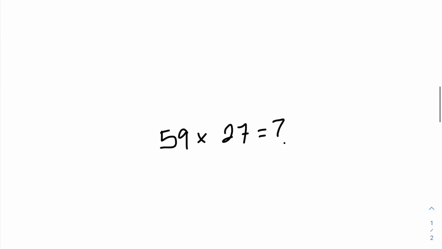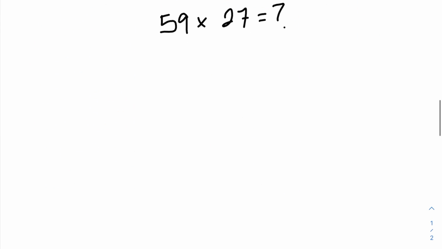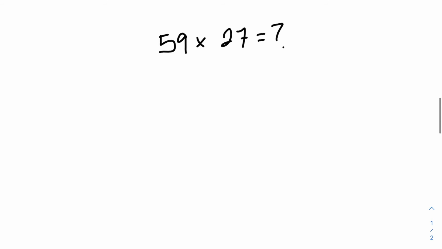So let's look at one more quick example. So what if we had two digit numbers? So here, 59 times 27. So again, we'll do it the long form way first. 59 times 27. 9 times 7 is 63. Put a 3 here, carry the 6. 7 times 5 is 35, plus the 6 that we carried would be 41.